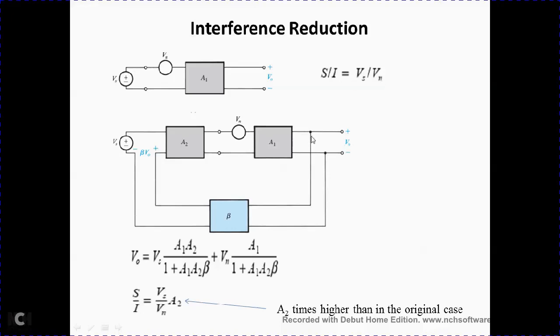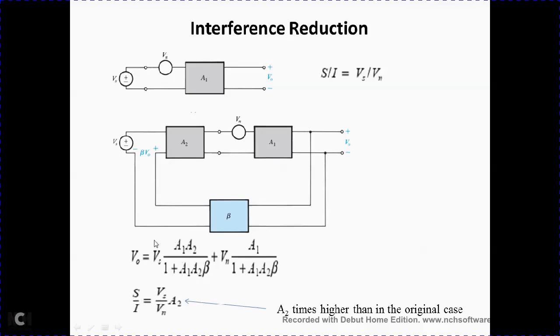Now see the below diagram. We have two stages here, assume A2 and A1, and we have a feedback system from output to input. So two stages, please remember. In the first stage there is no interference introduced, and at the second stage there is an interference or noise called Vn. This is beta, which is the feedback gain. You can see the output equation: V0 is equal to Vs A1 A2 by 1 plus A1 A2 beta. This is just like A by 1 plus A beta.